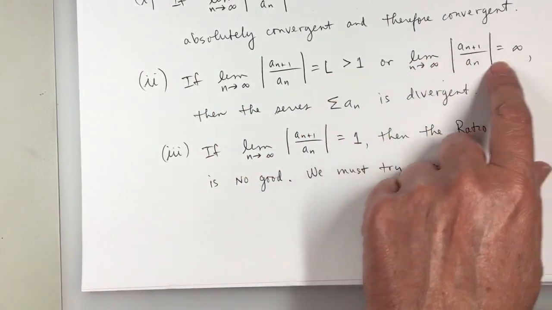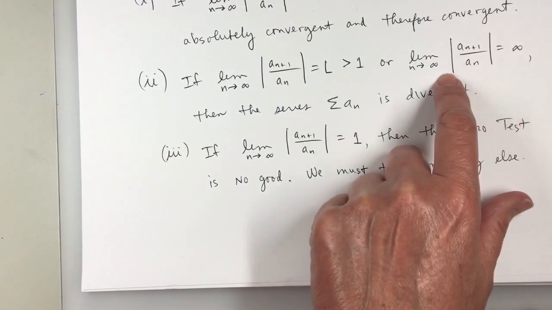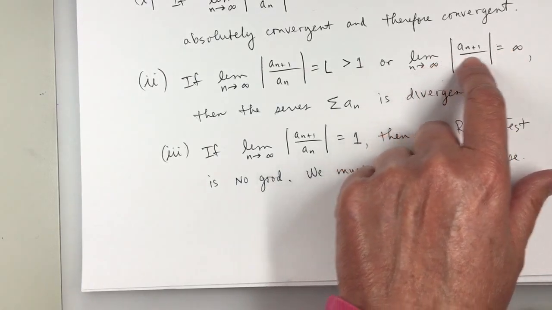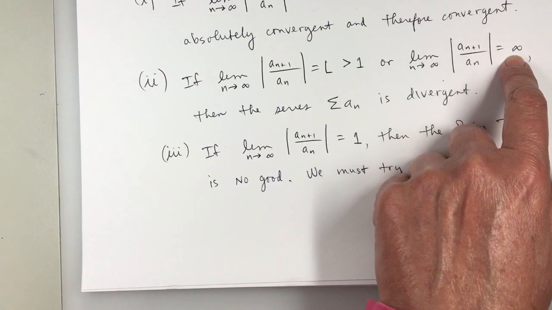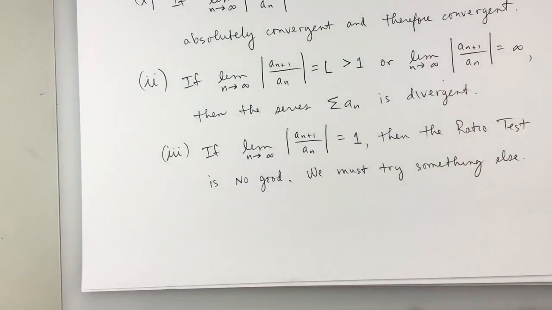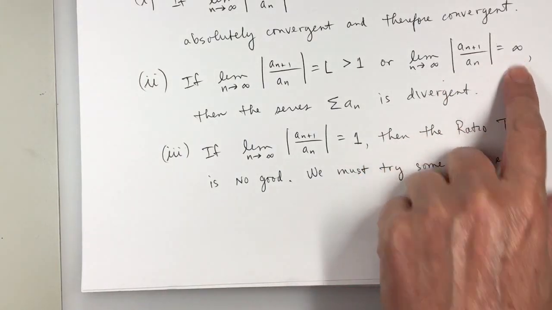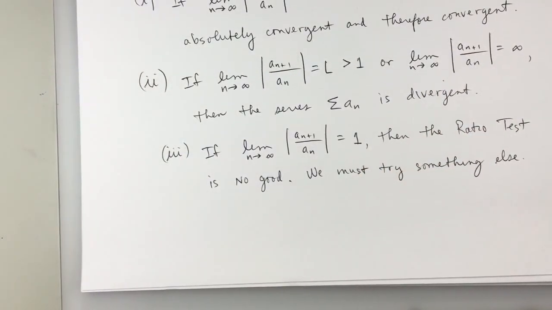They say really a limit equaling infinity doesn't really make sense. That means it does not exist. But when you write equals infinity, you're just saying how it does not exist. So we use this notation, but technically for limits, it's not the best. Okay, so there's the ratio test.